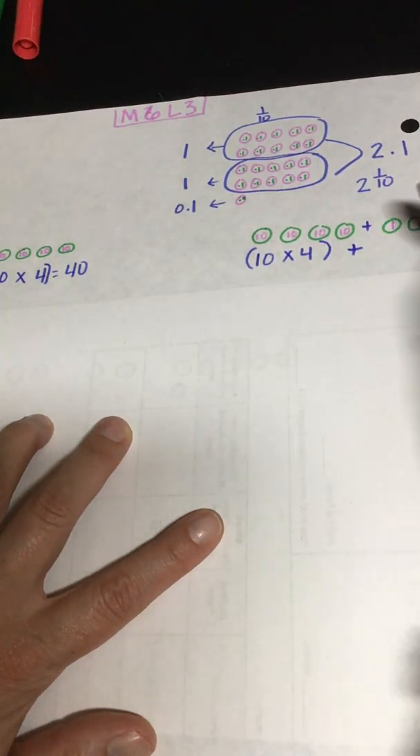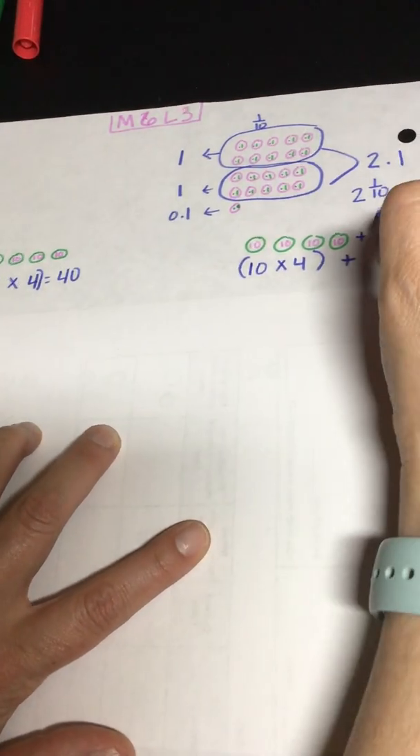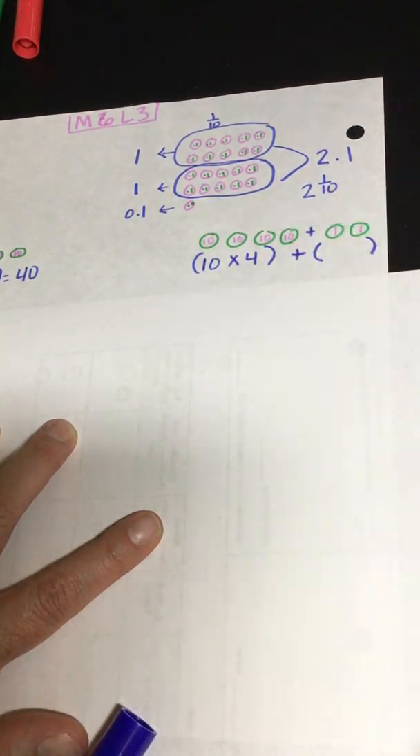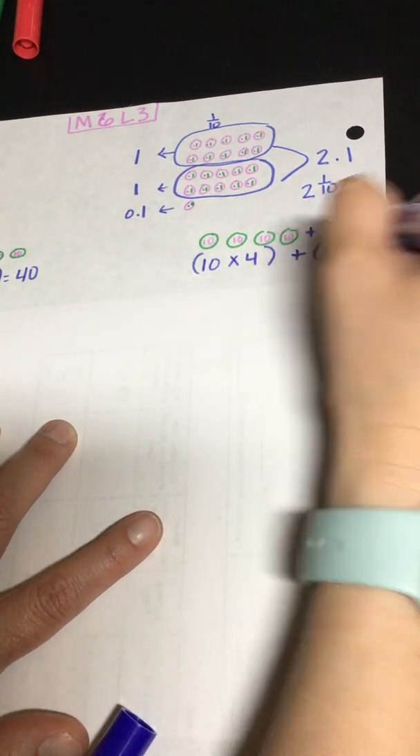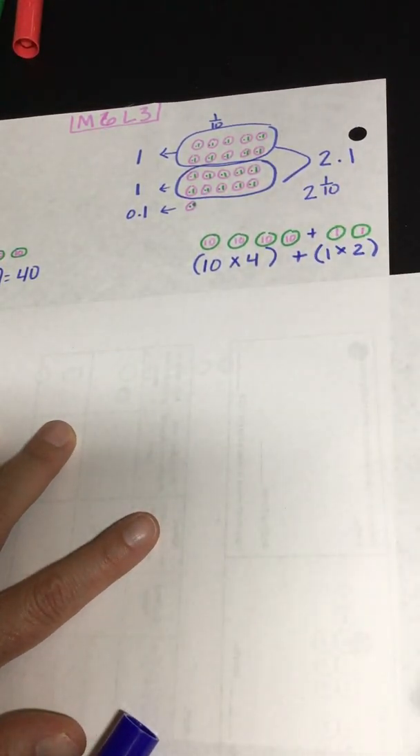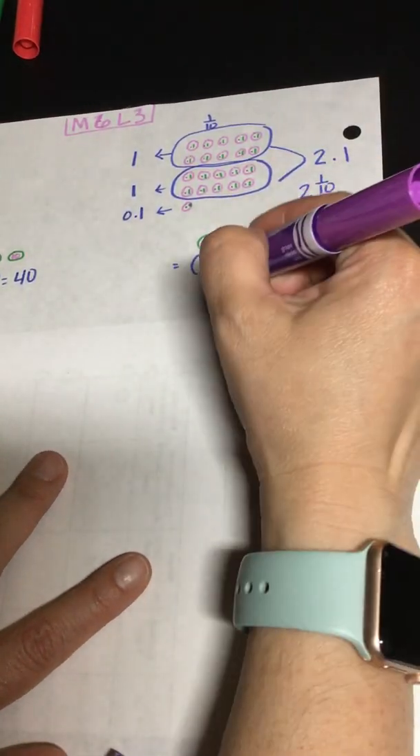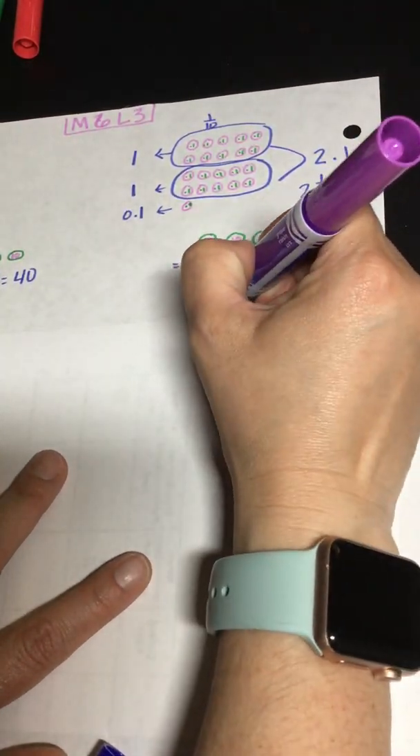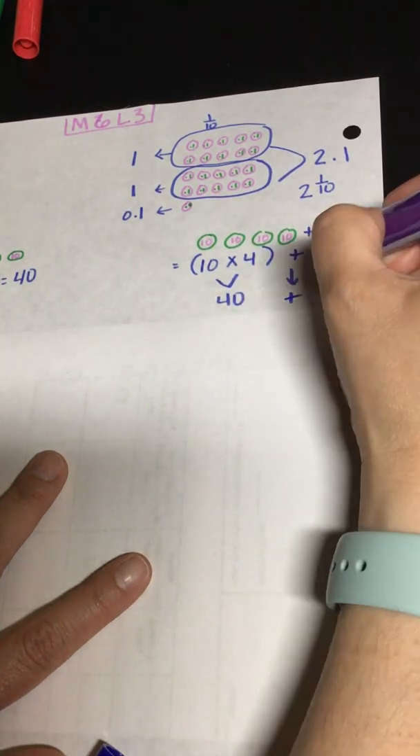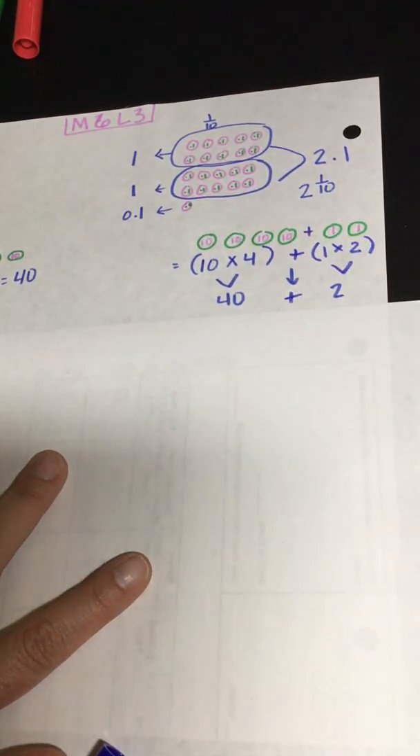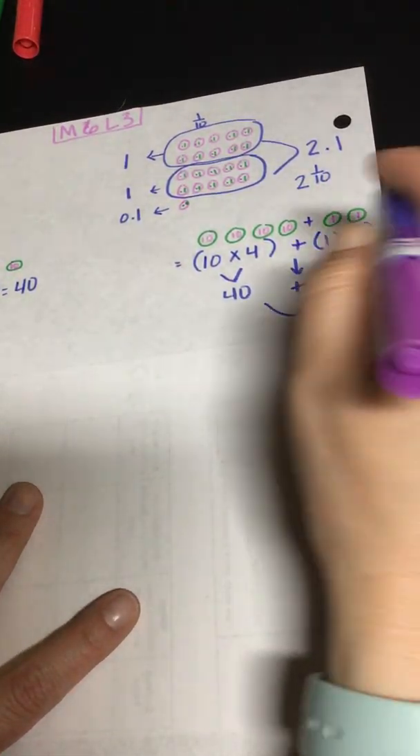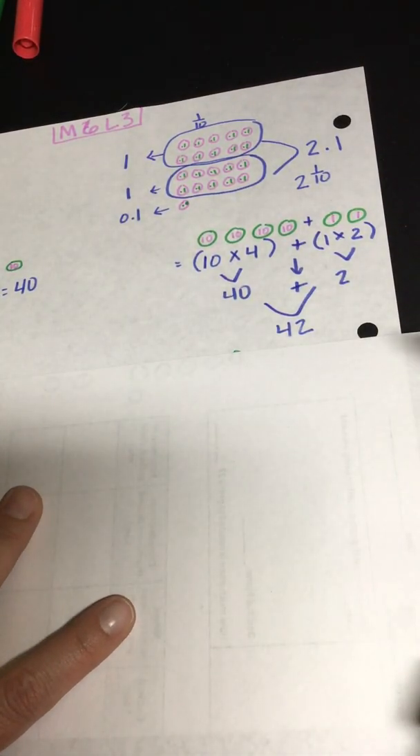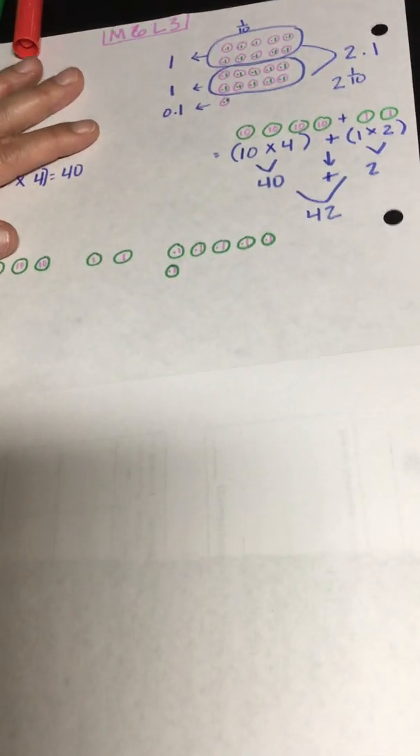Here's that expanded form. These are worth 1. So if I put that in brackets, what are they worth? 1. How many do I have? 2. I'm going to multiply those. Okay, this is just my expanded form. So I know that 10 times 4 is 40, plus, what's 1 times 2? It's 2. And 40 plus 2 equals 42. So what do I have represented here? 42.